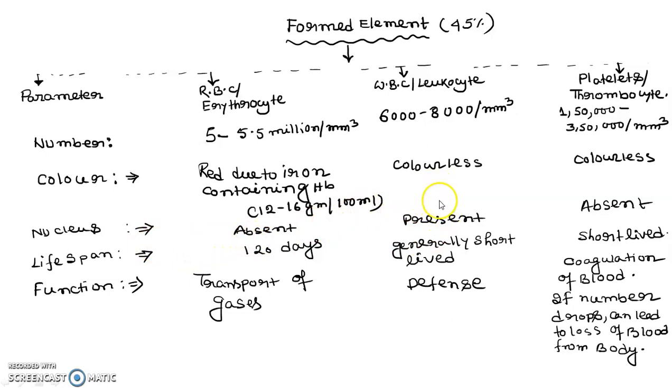In the case of WBC or leukocyte, the nucleus is present. In the case of platelets, it is absent. Lifespan of RBC is 120 days, while leukocytes and platelets are generally short lived. The function of RBC is transport of gases, leukocytes or WBC are involved in defense, and platelets in coagulation of blood. If the number drops, it can lead to loss of blood from the body.